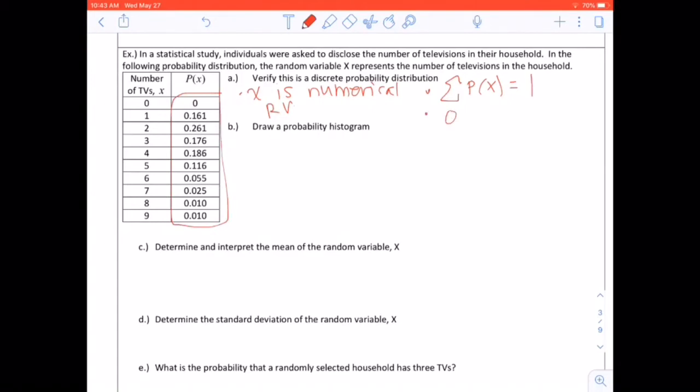And then the third thing is that those probabilities need to be between 0 and 1, and they are if you check that. So all 3 of those things are met. Next thing it asks for is drawing a probability histogram.